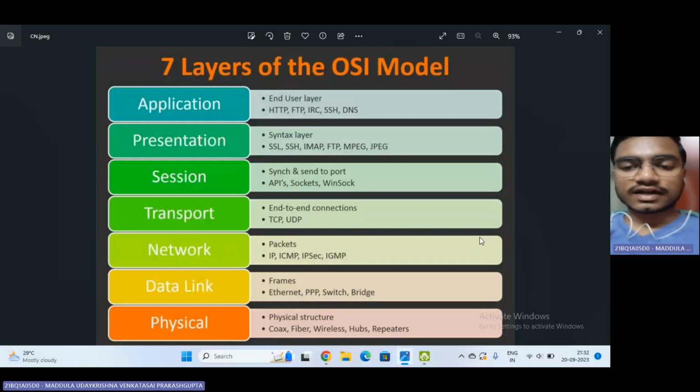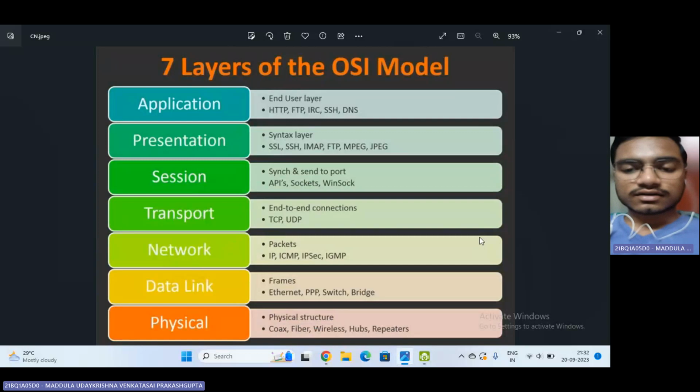And the next layer is the data link layer. It receives the data from the network layer and sends it to the physical layer. In the data link layer, the data is called frames. A frame contains a packet. A packet contains segments. The main protocols, Ethernet and PPP, and switch and bridge are used at the data link layer.